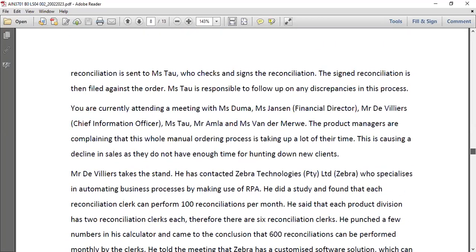You are currently attending a meeting with Mrs. Duma, Ms. Jansen, Financial Director, Mr. De Villiers, Chief Information Officer, Ms. Tau Amla, and Ms. Van de Mev. The product managers are complaining that this whole manual ordering process is taking up a lot of time. This is causing a decline in sales as they do not have enough time for hunting down clients.